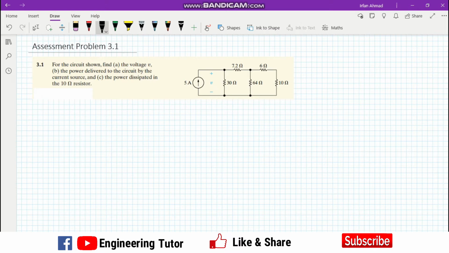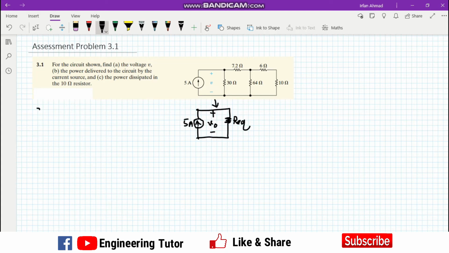So in order to calculate all the quantities which are given here, first of all we have to calculate the equivalent resistance, and we have to convert this circuit into a feasible form, like this one. This resistance is called the equivalent resistance. This is the 5 ampere source, so that from this circuit we can easily find out the value of V and the power dissipated by this circuit.